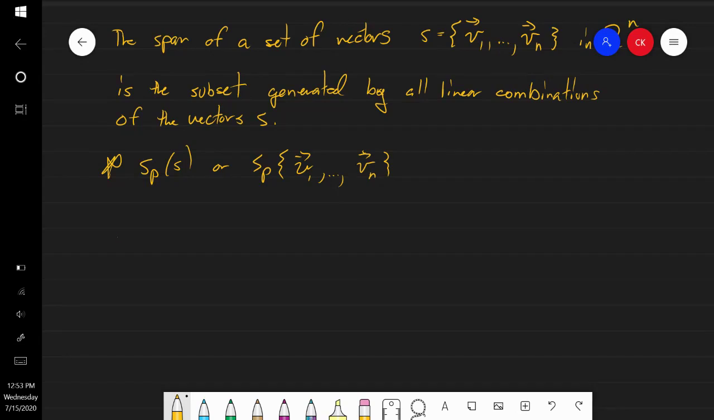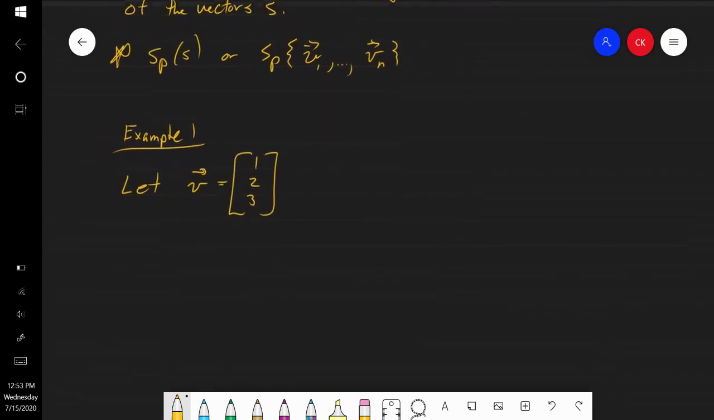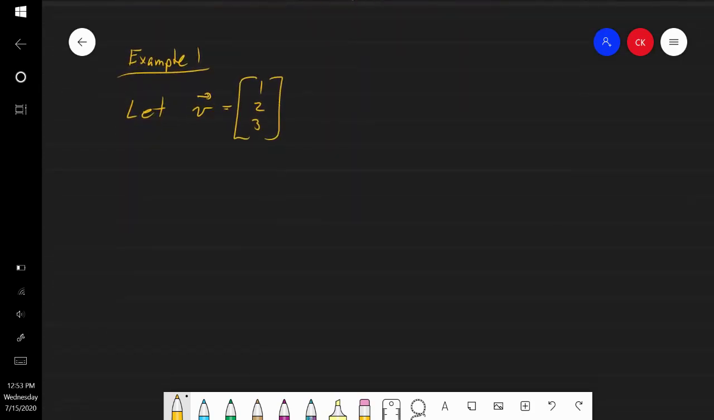So let's look at an example. And this is a very simple example. We'll just take a single vector and we'll look at its span. So we'll just let this vector be (1, 2, 3). So that's our only vector in our subset here. Then the span is the linear combinations of that.